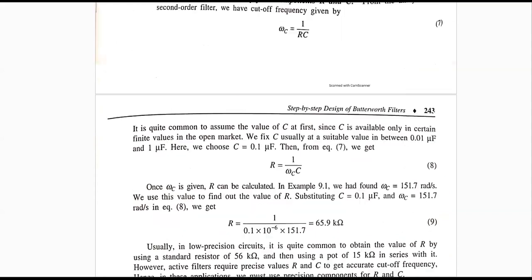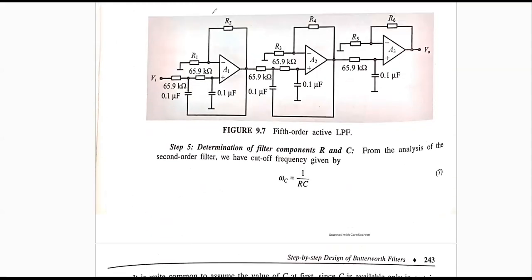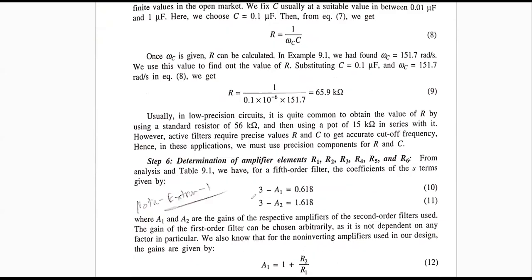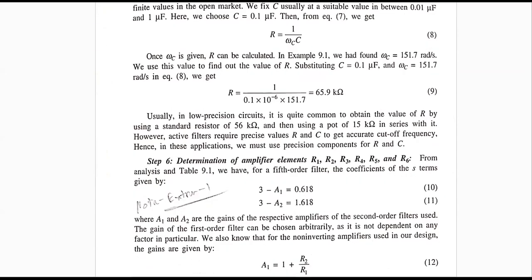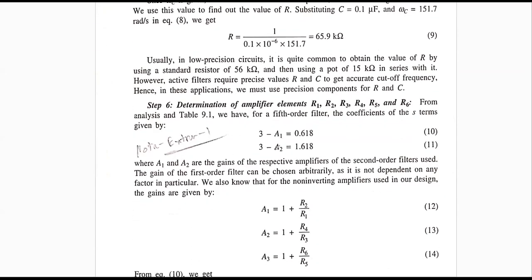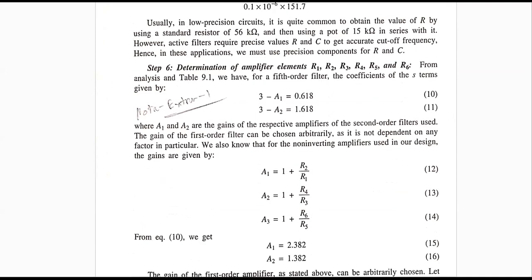If I make the whole point clear, for this one, this is the first one, where the gain part is A1, and we have this relation. For the second circuit, we have the polynomials, and from those polynomials we can find 3 minus A2 is equal to 1.618. That fully depends on the transfer function. Is that clear to you? Yes, sir. Okay, nice.